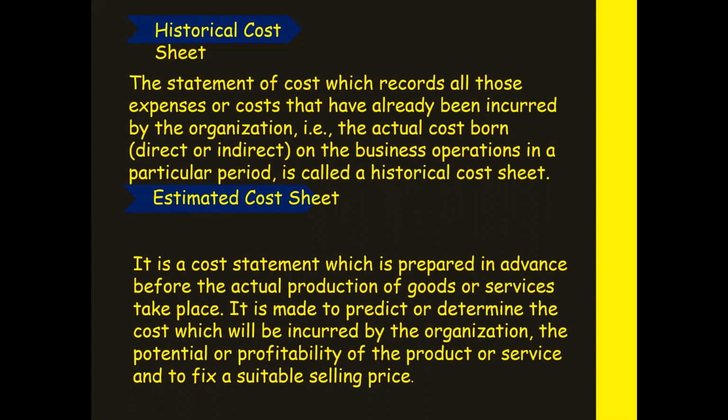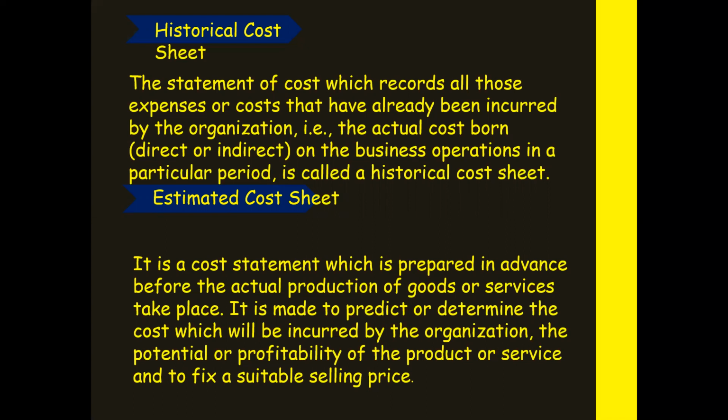The historical cost sheet is the cost sheet which includes all those costs that have already been incurred, whereas the estimated one is the sheet which is prepared in advance. That is, it will include the costs that will be incurred in the future. It is prepared so that the company can get an idea about how much they are going to spend and where they are going to spend their money.